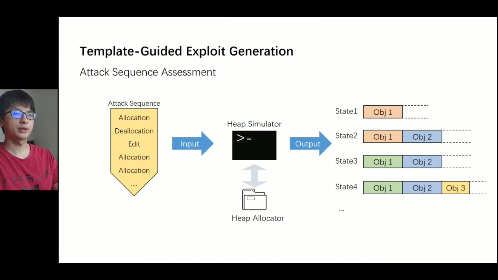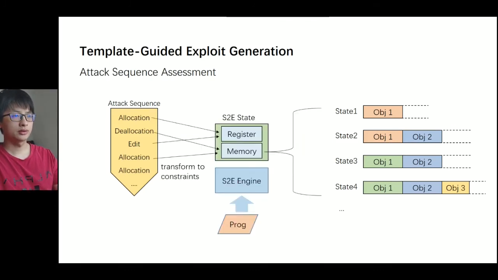The first method is the heap simulator. The main part of the simulator is a loop that wraps the 3 heap primitive functions. It takes heap primitives as the input and executes the corresponding functions to simulate the heap interactions of the target program. After finishing the execution of each function, the simulator will output its heap layout. We use it to simulate the intermediate states of the target program. The heap simulator is fast, but it lacks runtime information of the target program, so we use it to pre-filter attack sequences. The second method is to use S2E to execute the attack sequence.